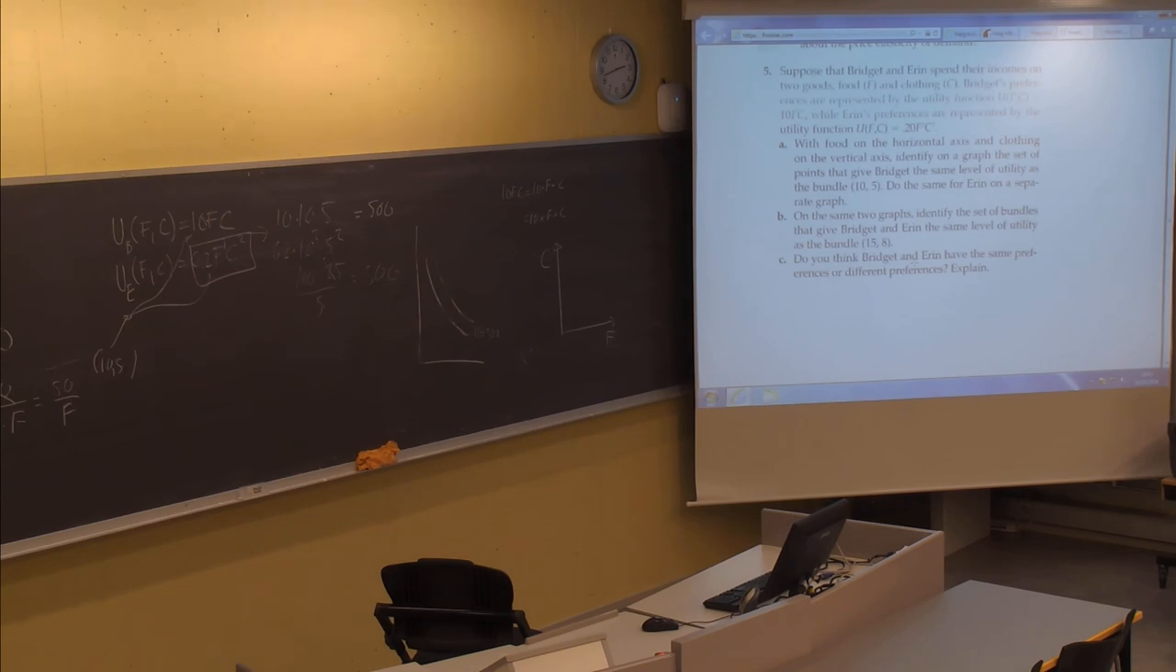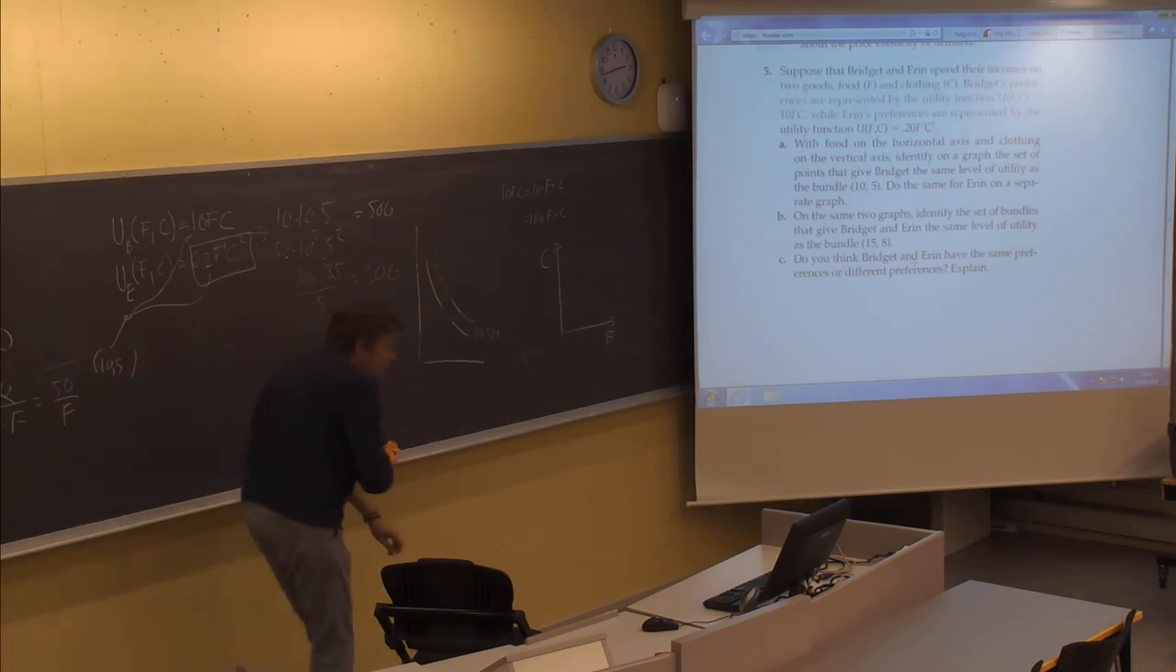What's the square root of 2,500? Is it 500? No, it's 50. So it's 50 over F. Oh nice, that's the same as we got here, isn't it? So we only have to draw one indifference curve because it's the same for both of these two utility functions. Do you see that? Even though they look different, this one has squares, they produce exactly the same indifference curve.